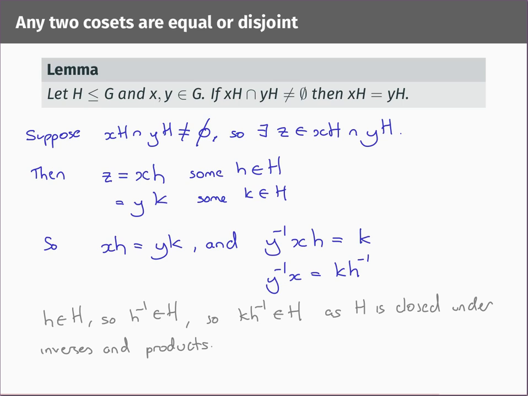Okay, what have we got then? We've got y inverse x is an element of H. And by the coset equality lemma, xH equals yH.